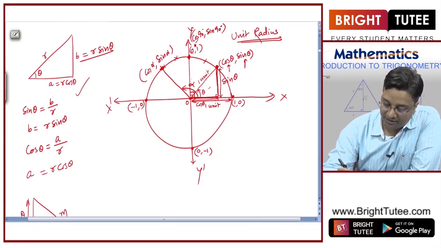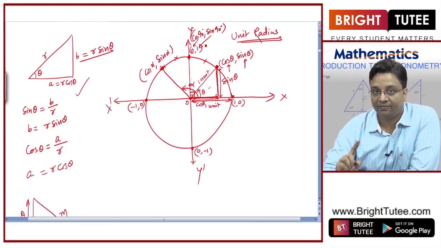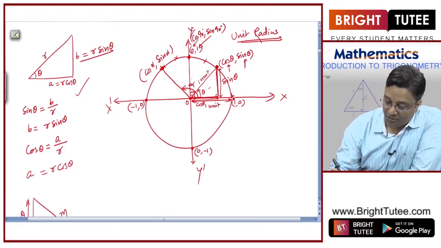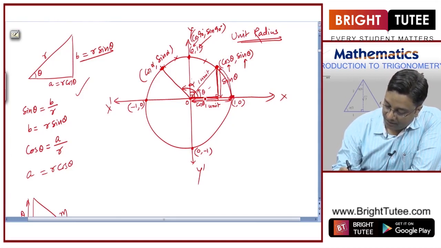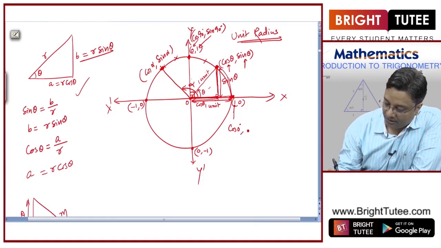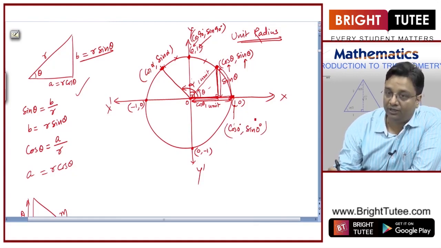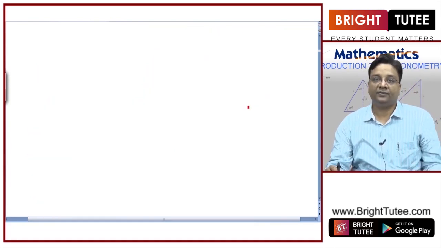So, cos 90 is 0 and sin 90 is 1, right. Talk about 0. When this point is here, the angle theta is 0, right, and what is the x coordinate? It is cos 0, and what is the y coordinate? Sin 0. So, cos 0 is equal to 1 and sin 0 is equal to 0, right.